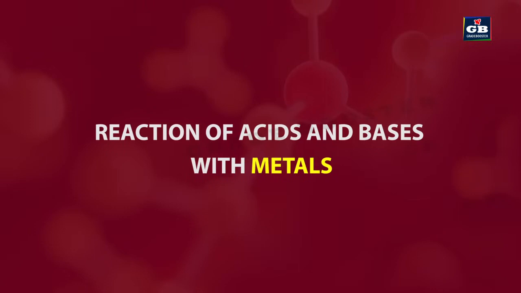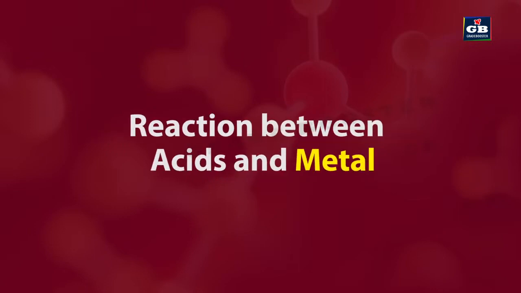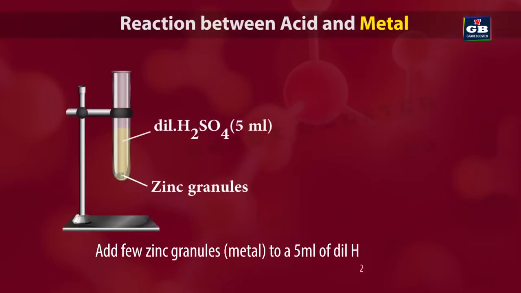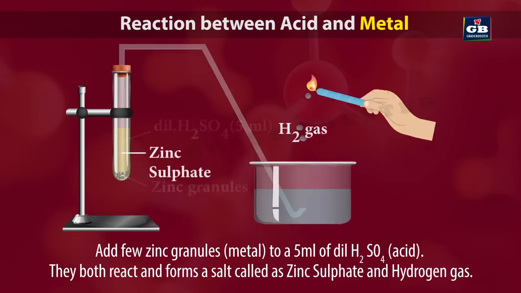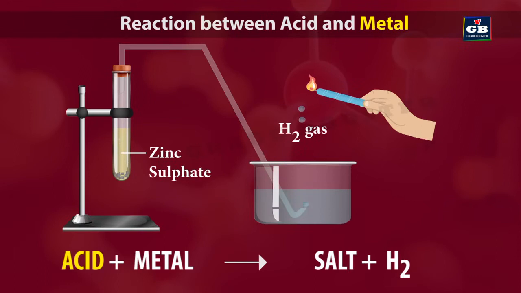Reaction of acids and bases with metals. First let us see the reaction between an acid and a metal. Add a few zinc granules to 5 ml dilute H2SO4. They both react and form a salt called zinc sulfate and hydrogen gas. So acid plus metal gives rise to salt plus hydrogen gas.